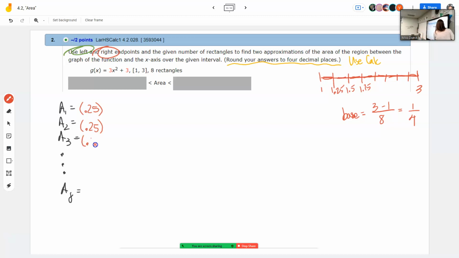But all of them, be strategic. If all of them are going to have this, right?